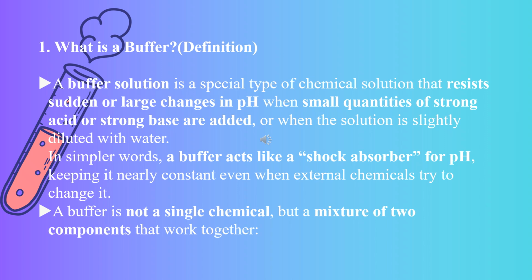What is a buffer? A buffer is a special type of chemical solution that resists sudden or large changes in its pH. Whenever a small amount of strong acid or strong base is added, it will resist these changes. Okay, and buffers act like a shock absorber. Whenever changes occur in it, it will absorb these shocks and maintain its normal pH at constant. Okay, a buffer is not a single chemical, but it is a mixture of two components that work together.